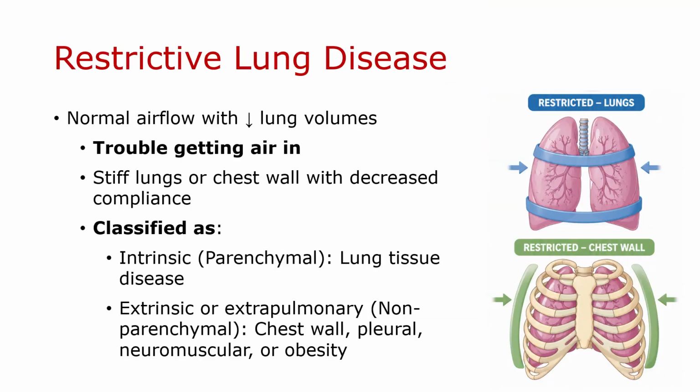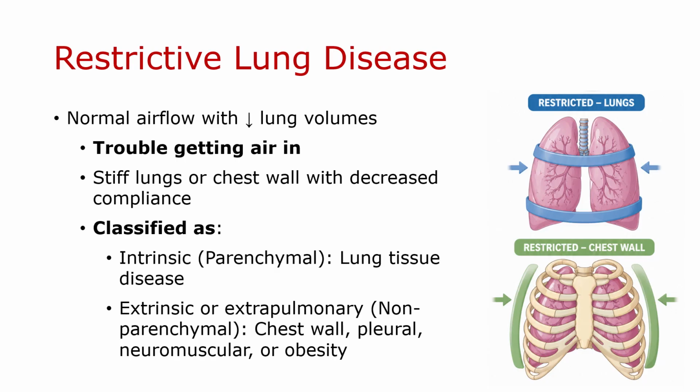Okay, let's turn our attention to restrictive lung disease. Restrictive lung diseases are characterized by normal airflow but reduced lung volumes. Unlike obstructive diseases, the primary problem is not moving air out of the lungs, but rather getting enough air in. This occurs because the lungs, chest wall, or both have reduced compliance, making them stiff and more difficult to expand during inspiration. Restrictive lung diseases are further classified as either intrinsic or extrinsic.